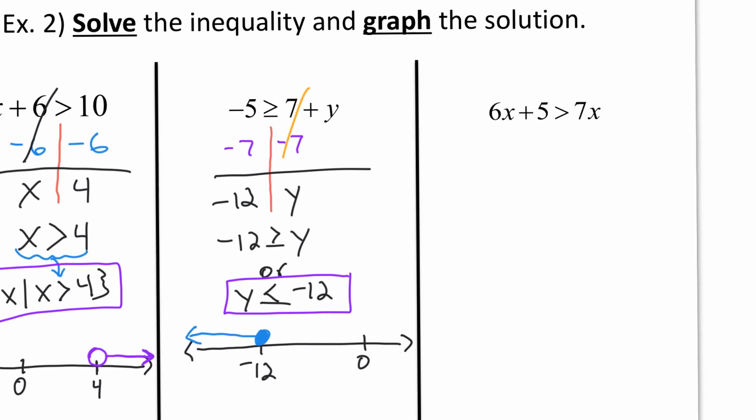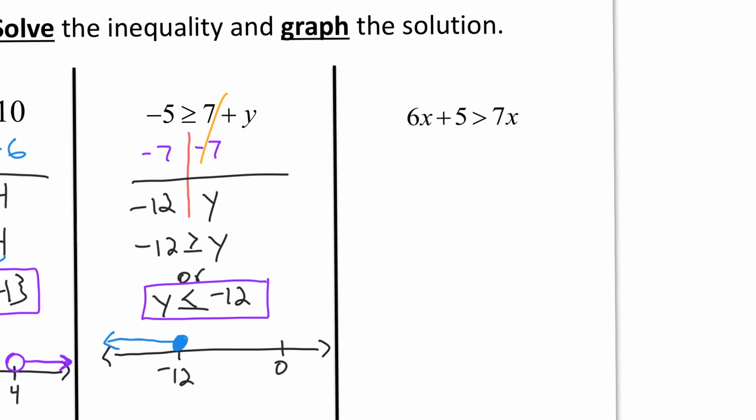And the next one, you guys have 6x plus 5 is greater than 7x. Now this one, you guys have variables on both sides. So first, we need to get the variables on the same side. So I'm looking for the smallest variable, the x term. 6x is the smallest one. So I'm going to do the opposite. Minus 6x here, minus 6x over here. So when I do that, I can cancel the 6x. I bring down the 5, and 7x minus 6x is 1x.